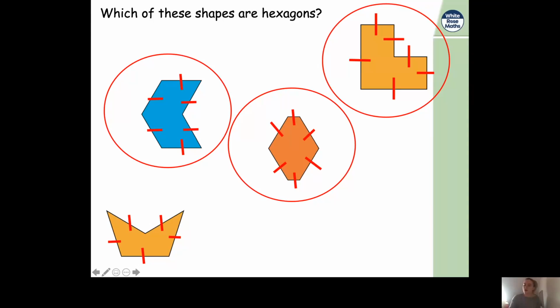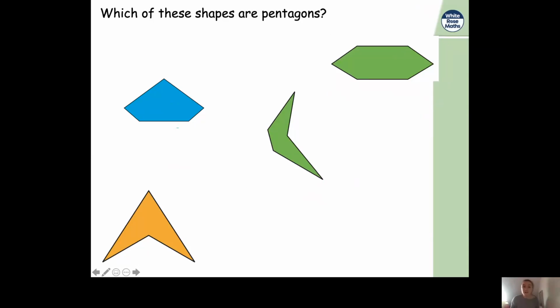Now, let's have a look at the next question. Well, this one is asking us which of these shapes are pentagons? And we've just looked at pentagons in the last question, haven't we? And we know that a pentagon has 5 sides. So therefore, let's have a look at these shapes. So I'm going to look at the 2 green ones with you, and then you're going to have a go at the other 2 on your own.